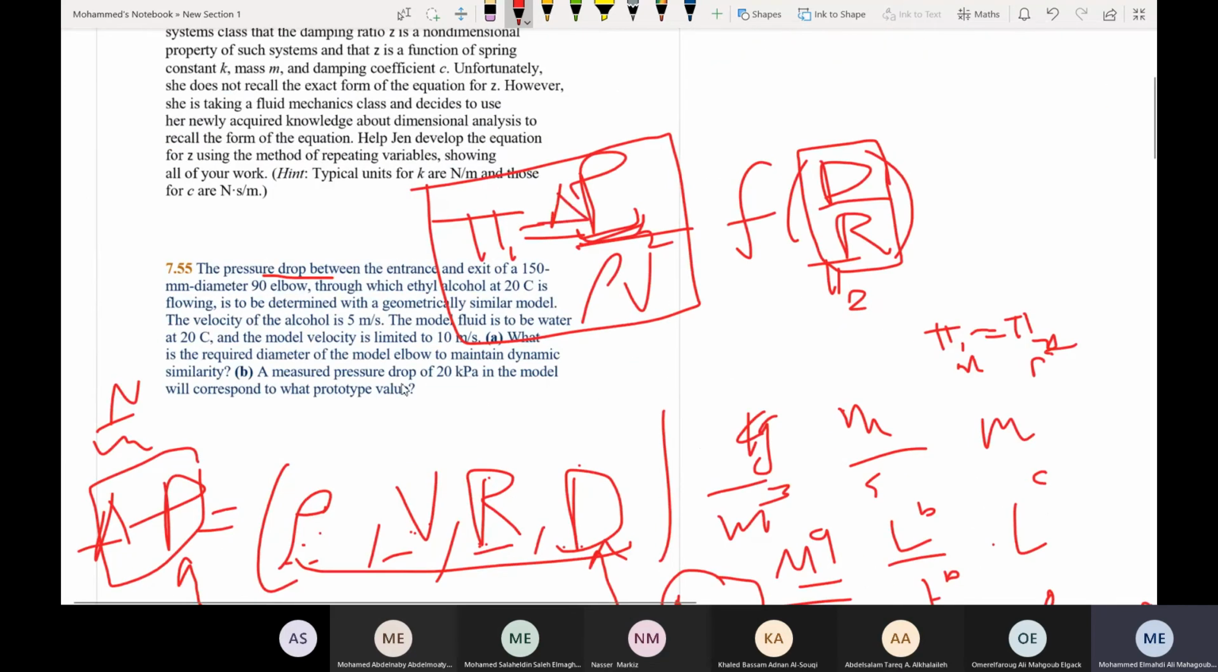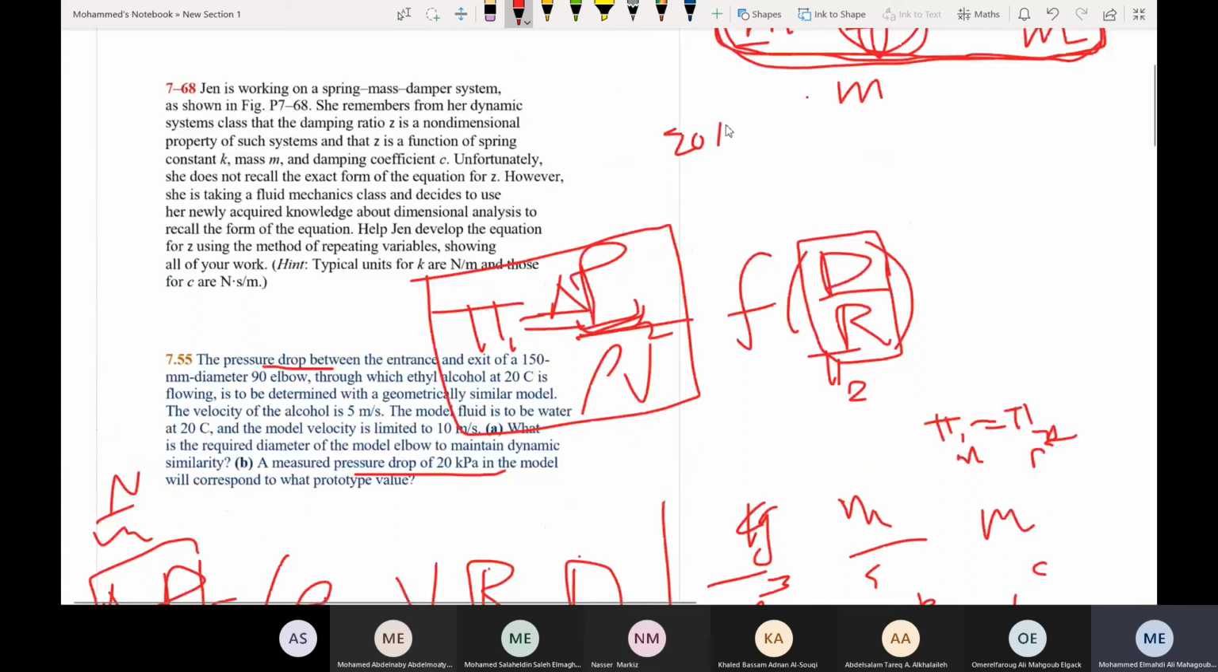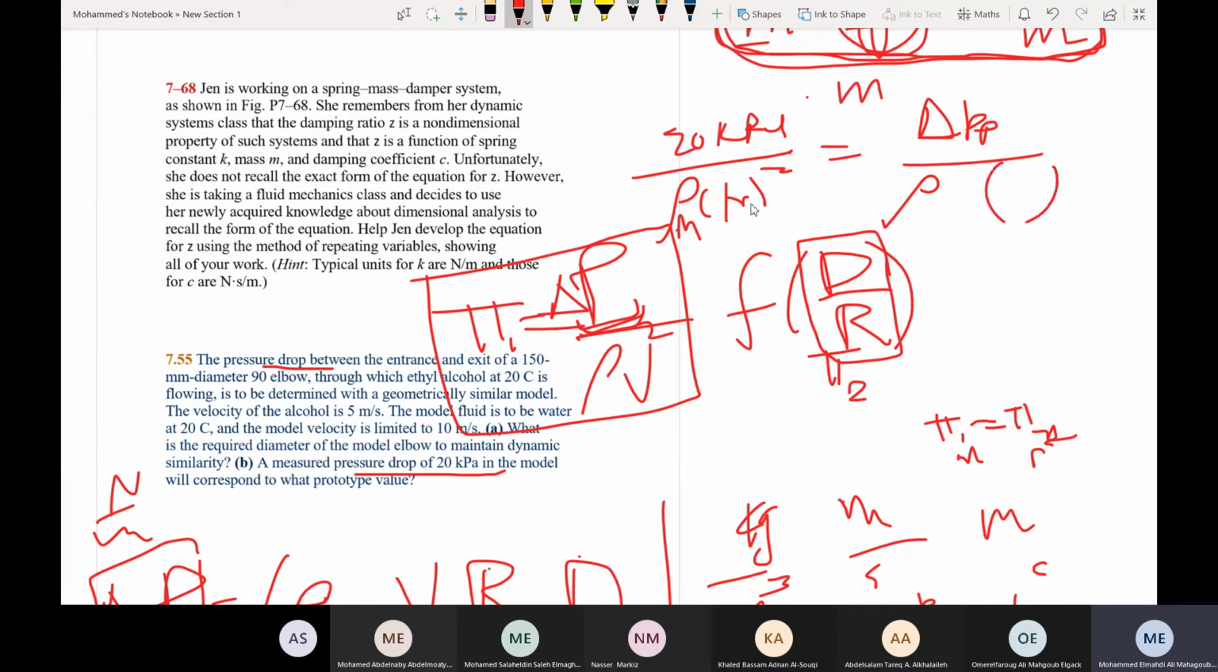And here, delta P: we have 20 kilopascals in the model, over rho for the model. We can get it at 20 degrees Celsius. V squared of the model, we know that it is 10. So the prototype is equal to this pressure drop that we need to find. We know rho from the properties. And the last thing we have here is the velocity, 5 squared. That's it, so you find the pressure drop. If we substitute, let me see the densities. As I told you, you can get them from the properties: water 1000, ethylene alcohol I think 790. So you just calculate the pressure drop for the prototype.